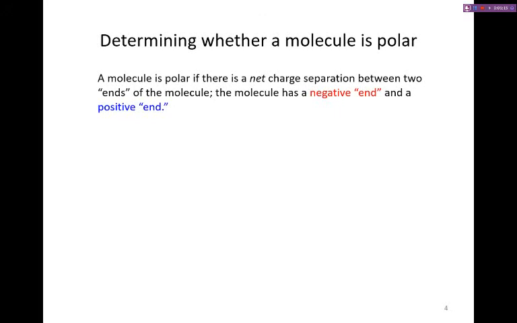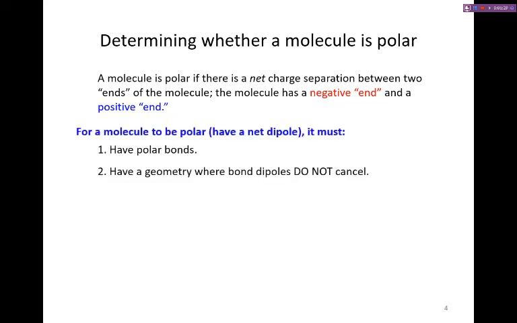When we talk about a polar molecule, we're talking about a molecule that has a net charge separation between two ends of that molecule. So there's a negative end and a positive end. In order to have a net dipole moment, or a net dipole, it needs to have polar bonds and a geometry where the bond dipoles do not cancel. Remember here we talked about the differences in electronegativity from Chapter 7, and that's what we're going to be applying here.